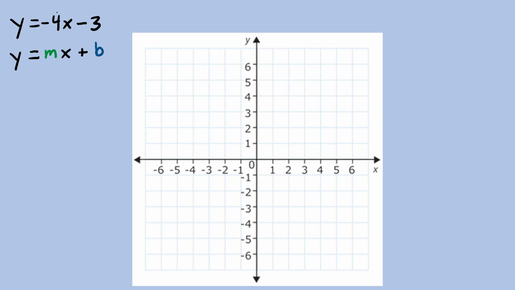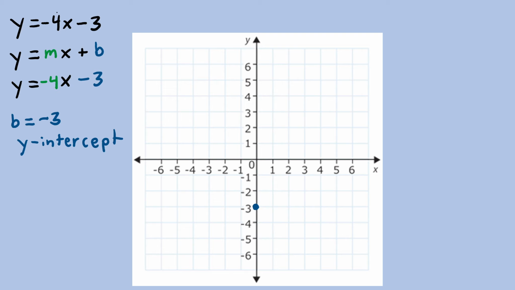Let's have a look at another example. We'll start by writing out the formula for slope-intercept form. Then, let's start color-coding our own formula. It looks like our m is -4, and our b is -3. This means our y-intercept and starting point for our line is -3. On the graph's y-axis, let's find -3, and that will be the first point on our line.